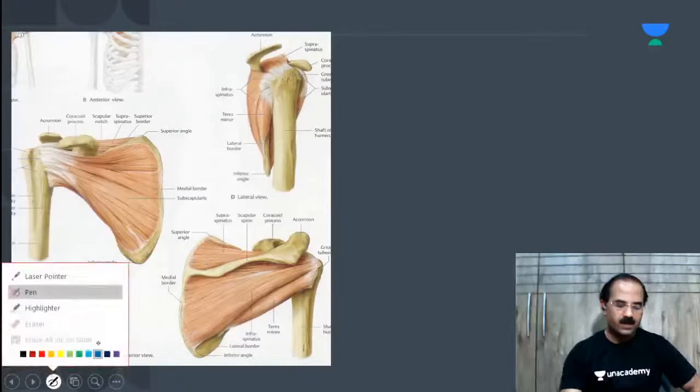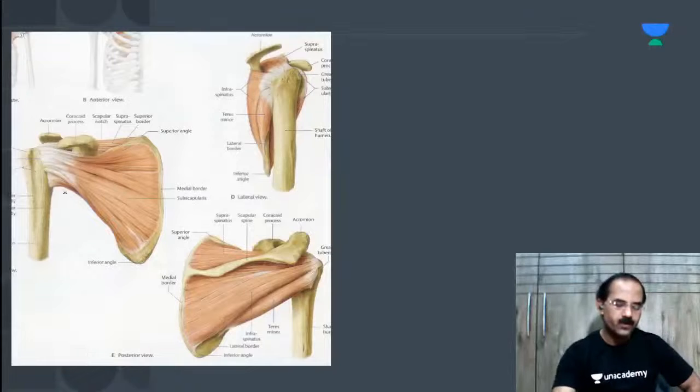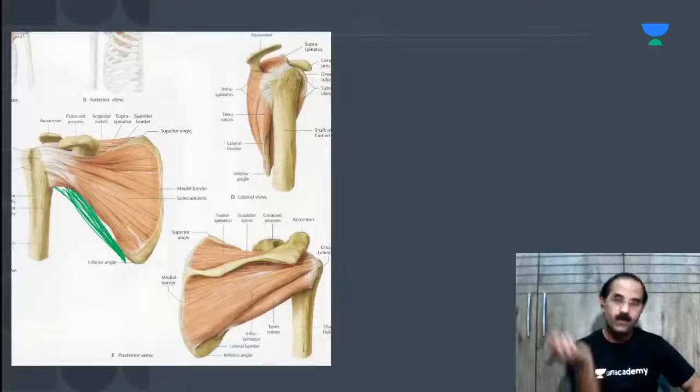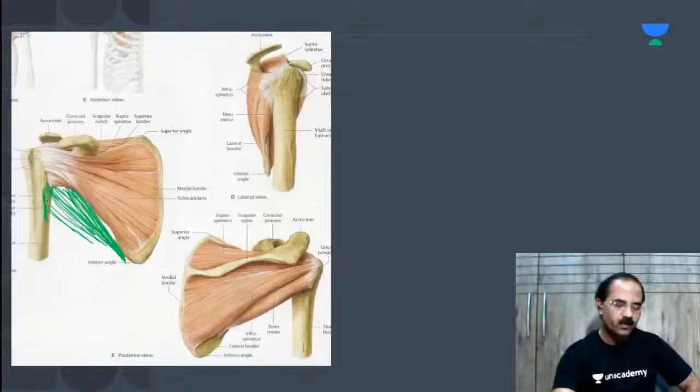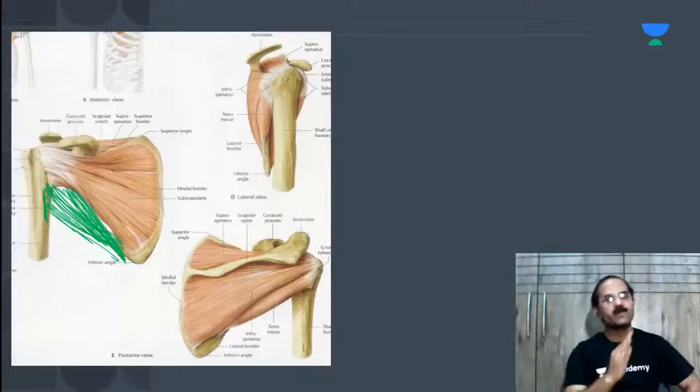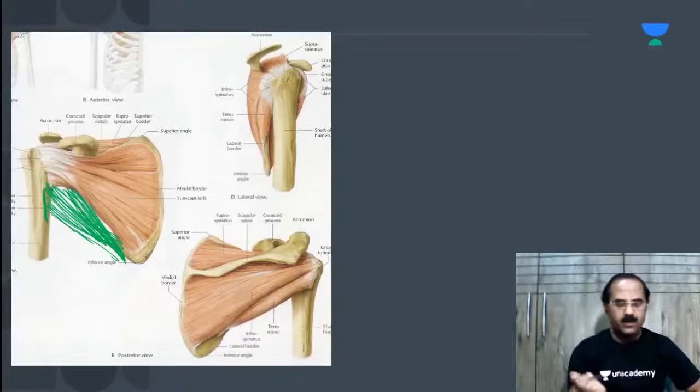Now just think and tell me, if I draw a muscle here for you at the lower border of the subscapularis, what would this muscle be? This muscle is coming from the backside, from the dorsal aspect of the scapula, lateral border, and getting inserted on the medial lip of the bicipital groove.